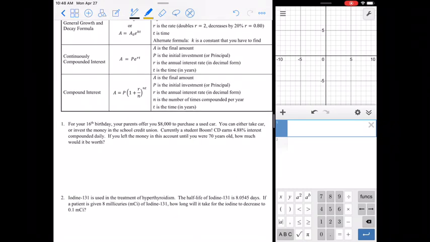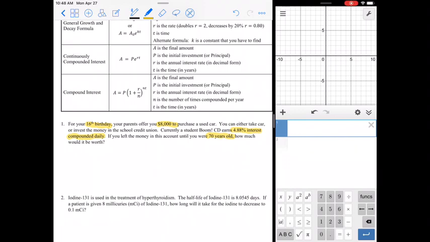So for your 16th birthday, your parents offer you $8,000 to purchase a used car. You can either take the car or invest the money into the school credit union. Currently, a student Boom CD earns 4.88% interest compounded daily. If you left the money in this account until you were 70 years old, how much would it be worth?